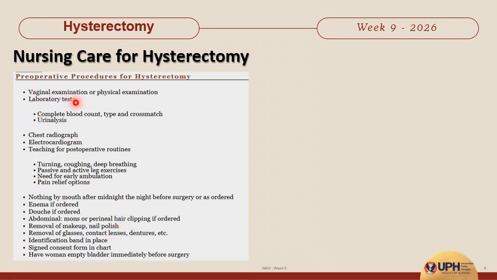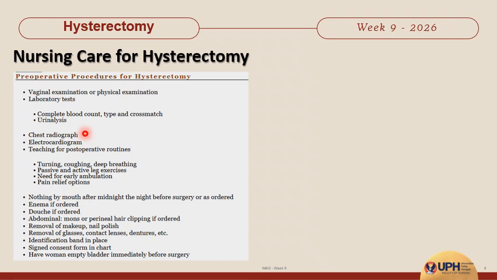So we have the vaginal examination, physical examination, and we do the lab tests, all the blood work, the complete blood count, the type and cross match in case we need to do blood transfusions during the operation as well as after or before the operation, and we do the urinalysis. We make sure that the chest is okay. Cardiologists will check if they have problems. We do ECG.